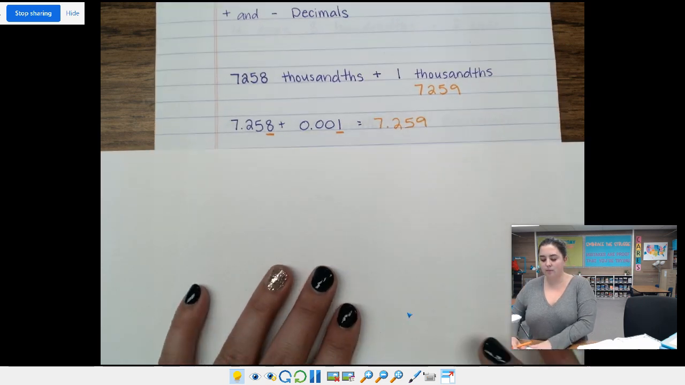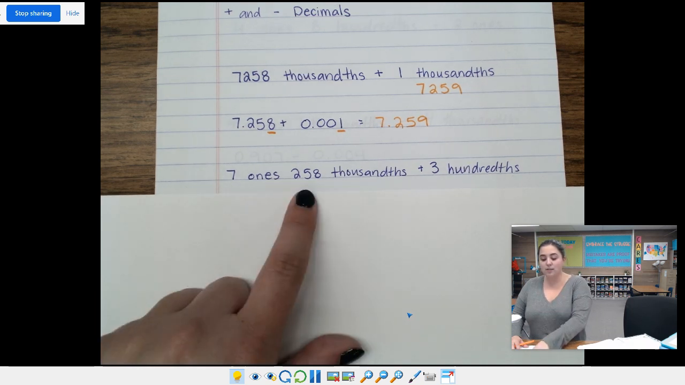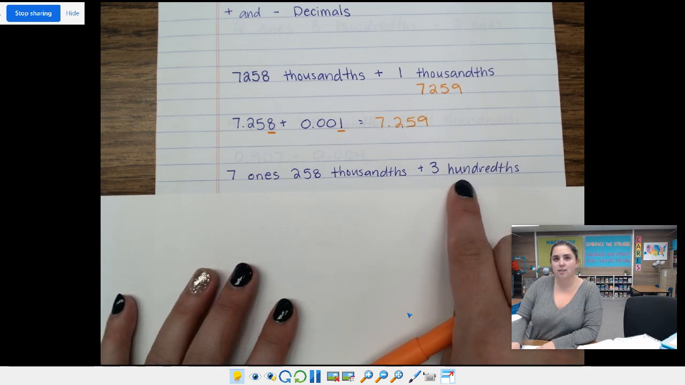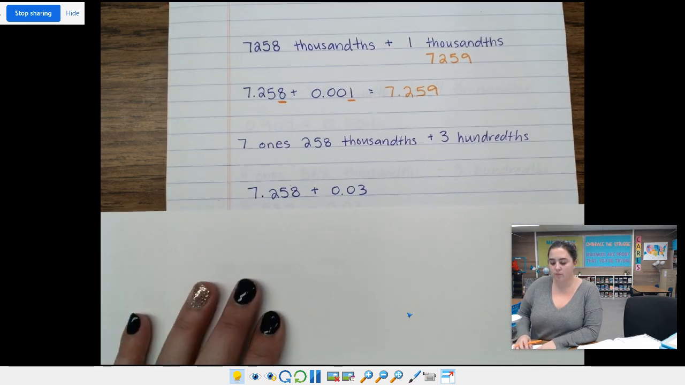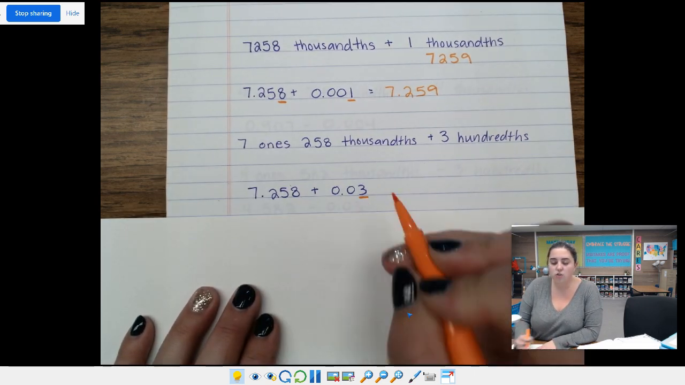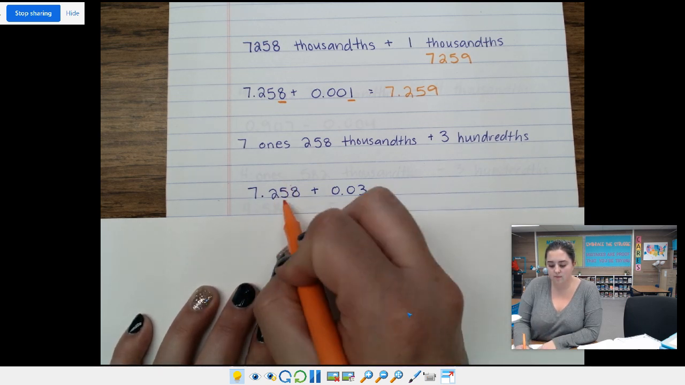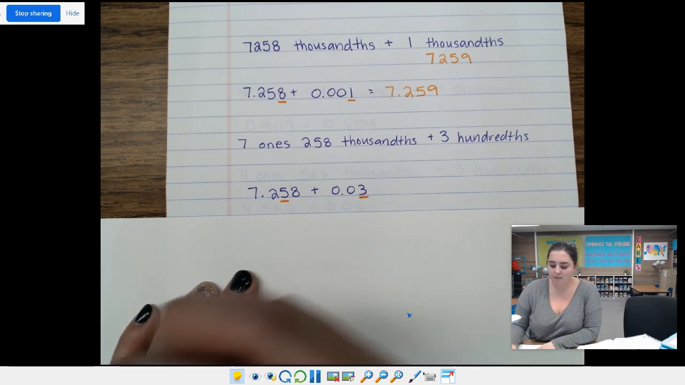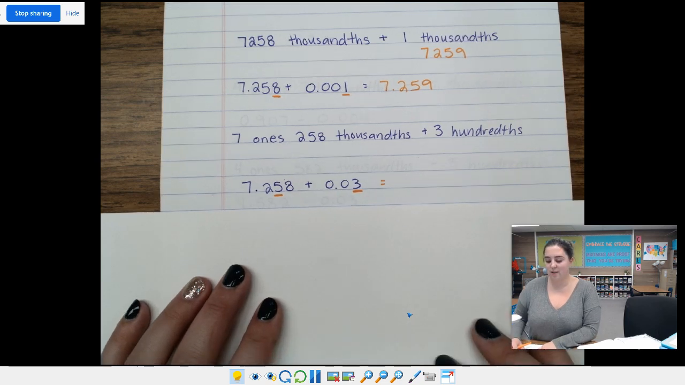Let's do another one. If you have 7 ones, 258 thousandths, this time let's add 3 hundredths to that. So again, it's easier to think of them with decimals. We're adding 3 hundredths. Which number is in our hundredths place? How do we increase that by 3? What would it be? Write it on your place value chart, or on your whiteboard, excuse me.